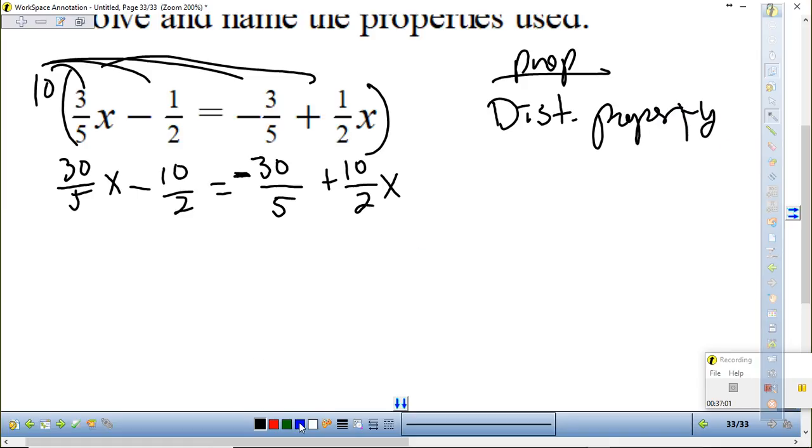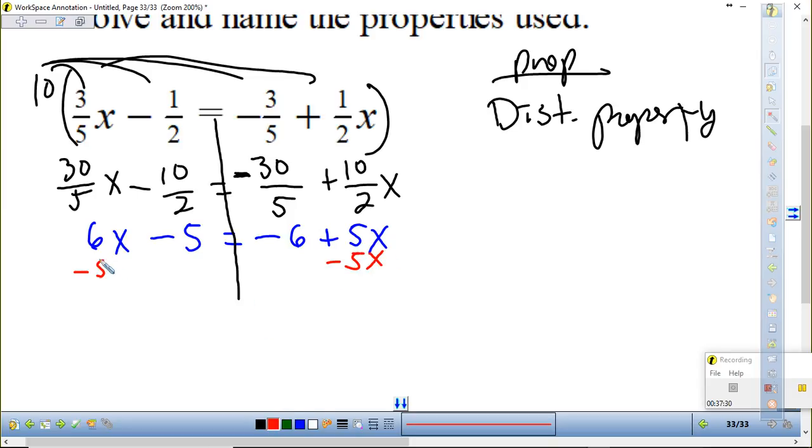All right, let's move on. Let's simplify. What is 30 divided by 5? That's 6x. Negative 5 equals negative 30 divided by 5. That's negative 6 plus 5x. Is that a property? No, that was just simplifying, right? Yeah. Okay, line down the equal sign. Where do I start, everyone? Subtract 5x. Smallest variable. Subtract 5x. Since we subtracted, I'm going to write subtraction property of equality.